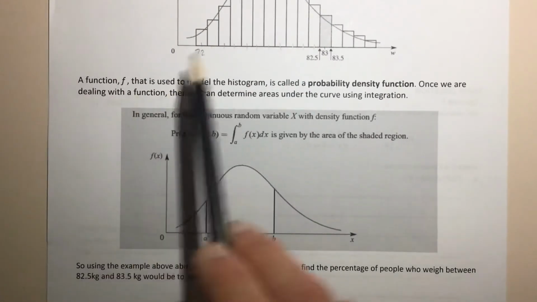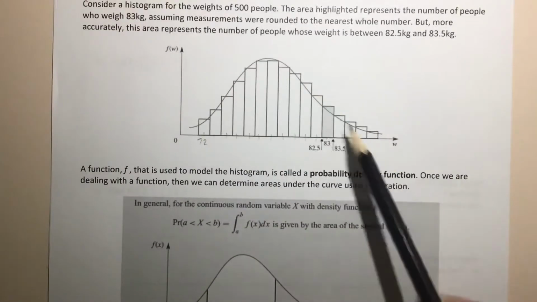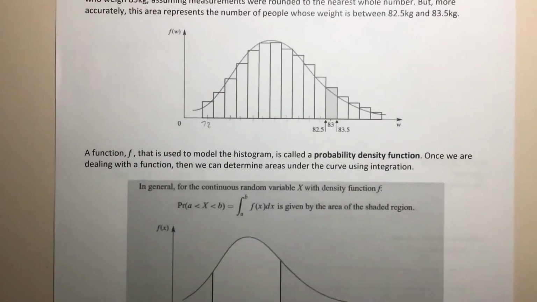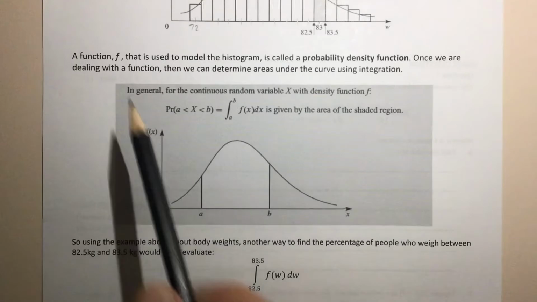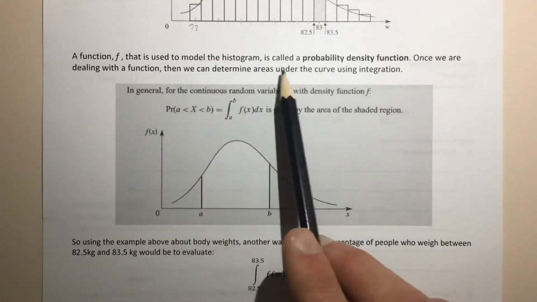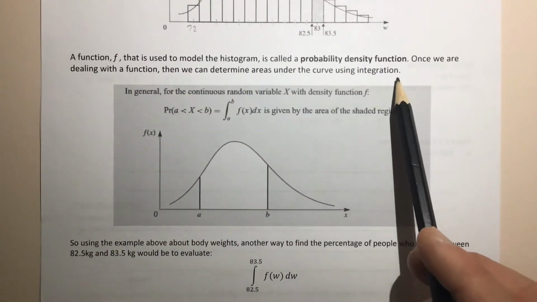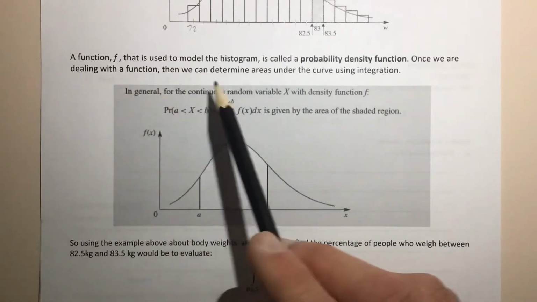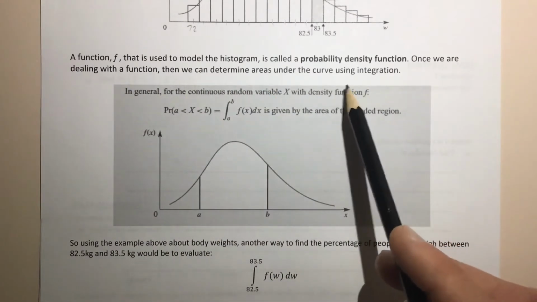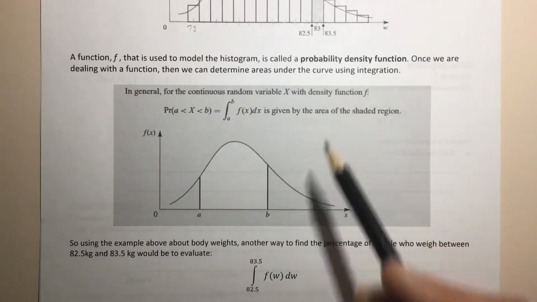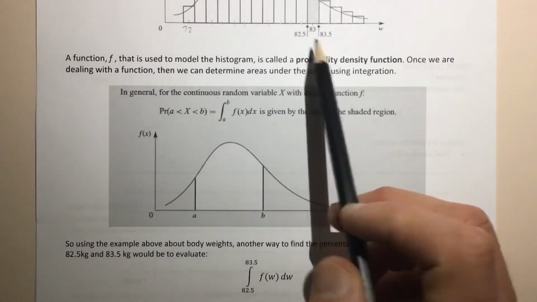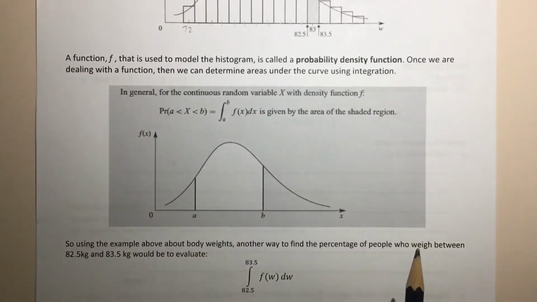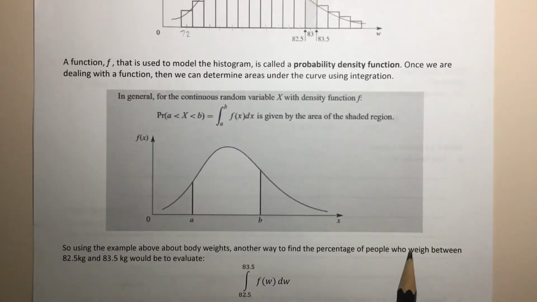So we're saying that if you've got some sort of curve or linear function, they can be linear, that's modeling a histogram or a distribution of data, well, a function f that is used to model the histogram is called a probability density function. And as I said just then, once we're dealing with a function, we can determine areas under the curve using integration. So what we're really doing is finding the proportion, or the percentage, of people who might weigh between one amount and another, or the proportion of people who are a certain height, or a proportion of things that take a certain amount of time, right?